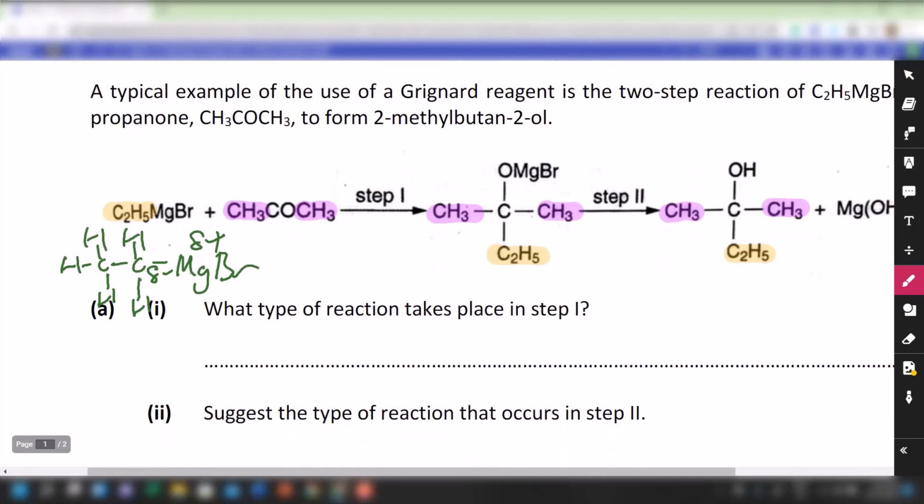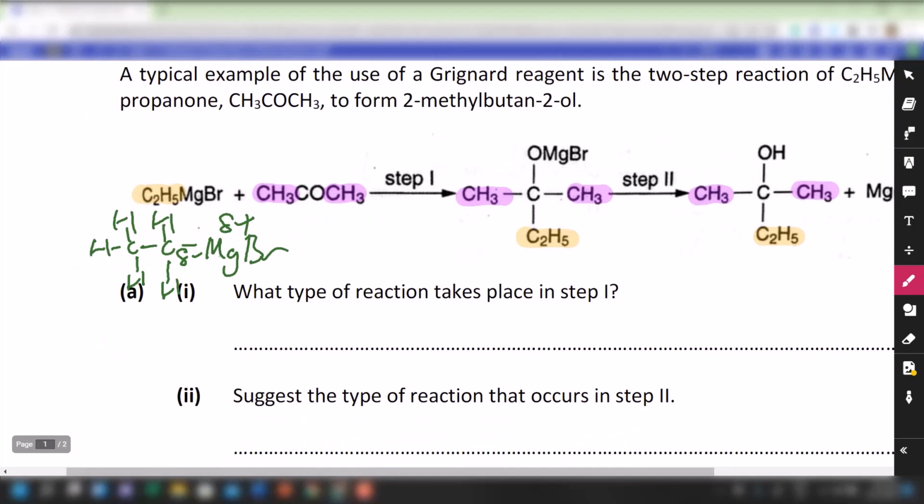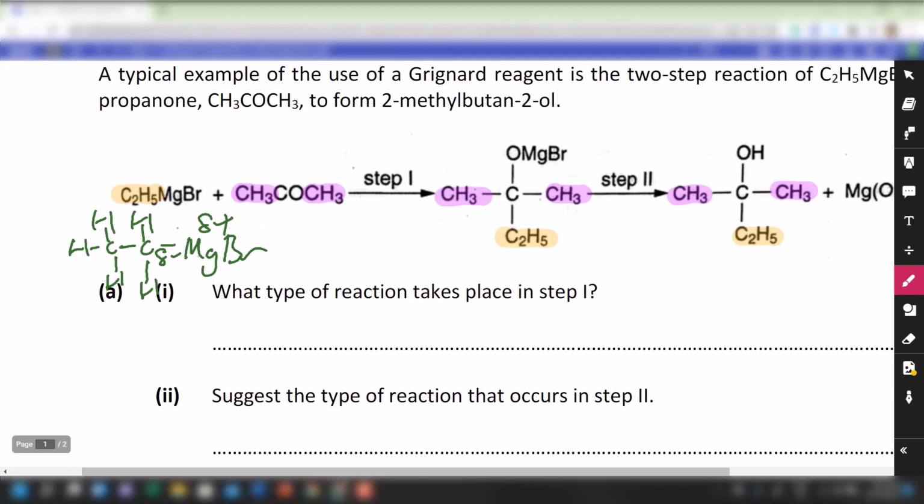What type of reaction takes place in step 1? I think we have already indirectly answered this particular question, because when we were drawing out the structure for ethyl magnesium bromide, we highlighted that the carbon directly bonded to the magnesium takes on a permanent partial negative charge. So therefore it behaves as a nucleophile. So the first step is therefore nucleophilic addition. I don't think it comes as a surprise to many of you. So there will be nucleophilic addition.